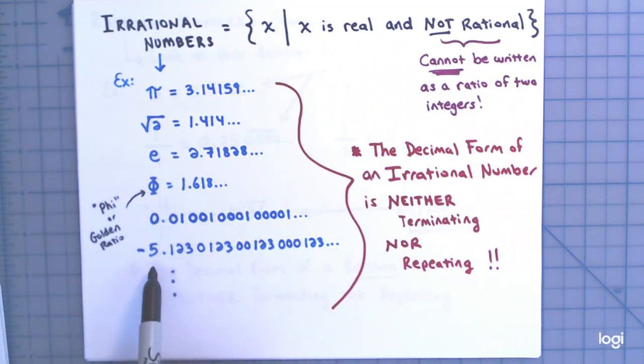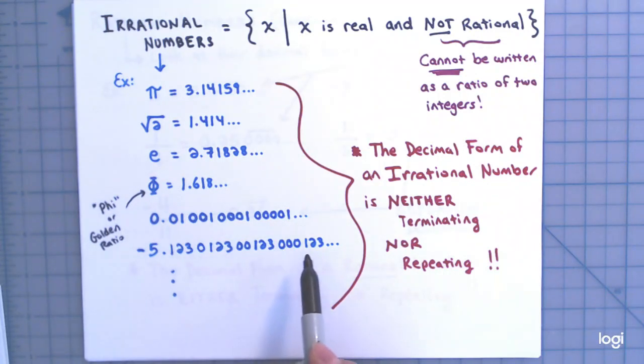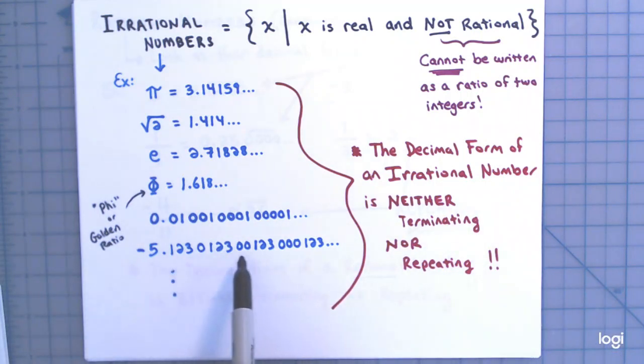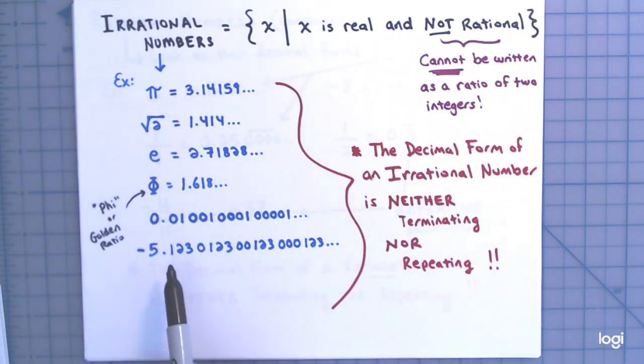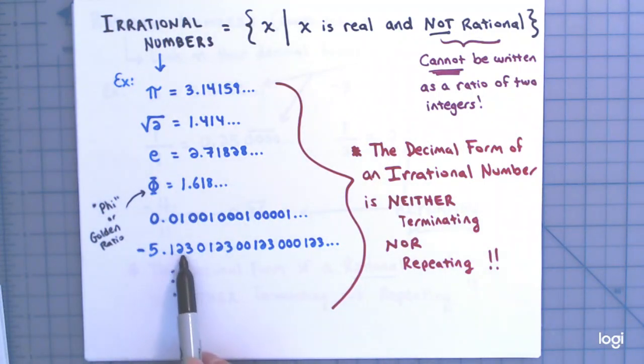There's another one, negative 5 point, and pretty similar to this one, 1 2 3 0, 1 2 3 0 0, 1 2 3 0 0 0, and then 1 2 3 and 4 zeros, 1 2 3 and 5 zeros. I mean, I can describe how the number is going to be made, but it is definitely never ending, not terminating, and it's not a repeating pattern. Yeah, you're seeing 1 2 3 1 2 3 1 2 3, but they're split up by these zeros. I'm not seeing 1 2 3 0 repeated over and over in an infinitely repeating pattern. So again, irrational.